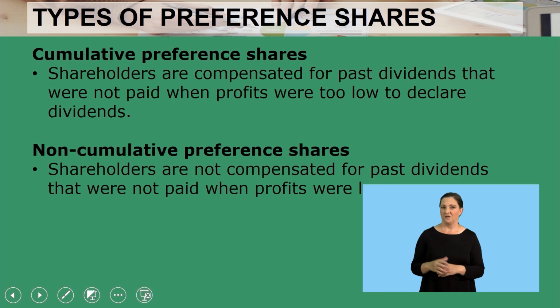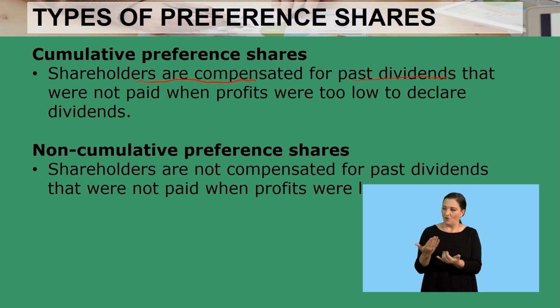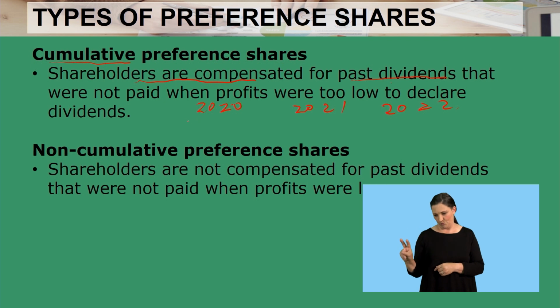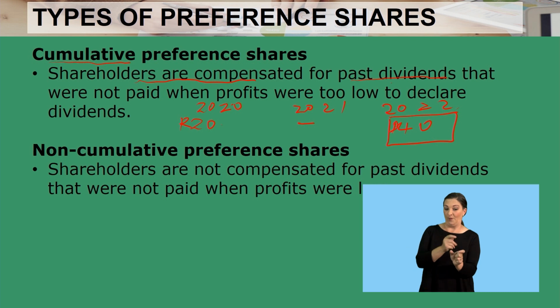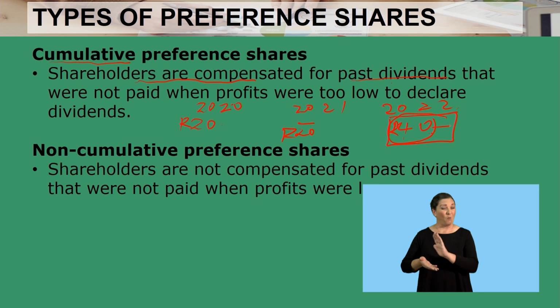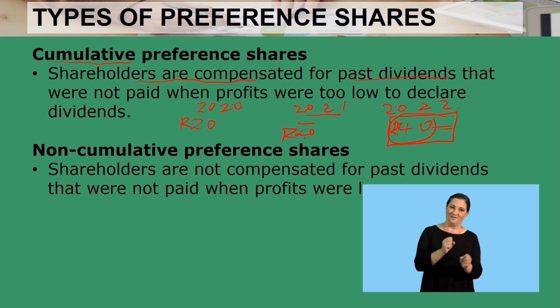Then cumulative preference shares. Shareholders are compensated for past dividends. Hence we say cumulative. They increase in value even if you are not paid. So let's say we have 2020, 2021 and 2022. If the dividends for 2020 were paid, let's say 20,000, and then for 2021 nothing was paid, then when the shareholders receive in 2022, they have to receive 40,000. Why 40,000? Because there's the 20,000 that was not paid in 2021, and together with the 20,000 for 2022, that will make the total returns for the year 40,000. And how did it accumulate? It accumulated because of the 20,000 that was not received in 2021.